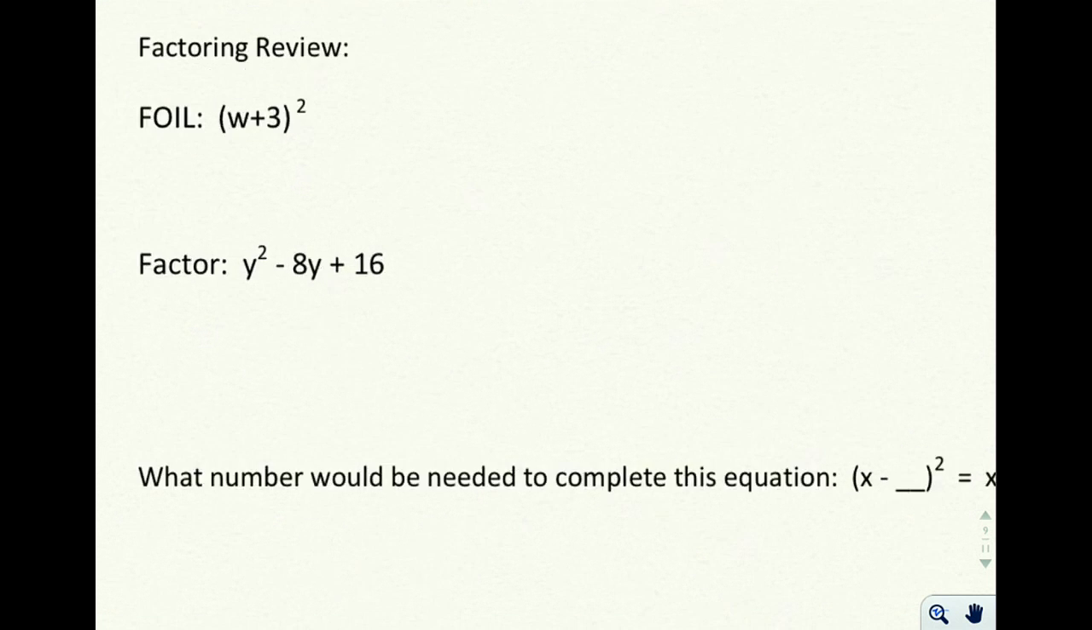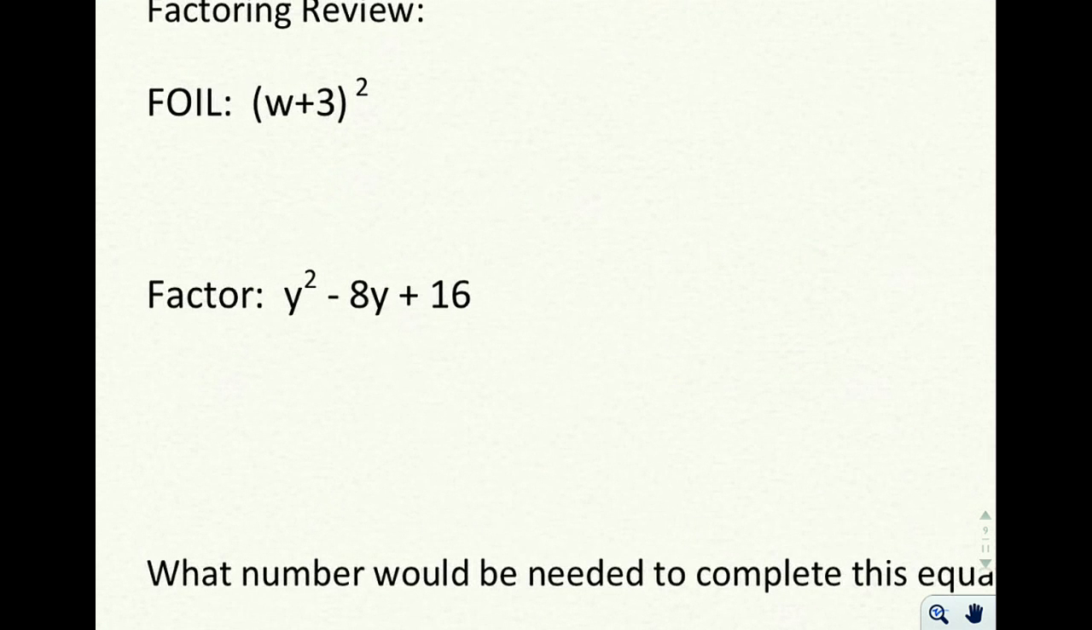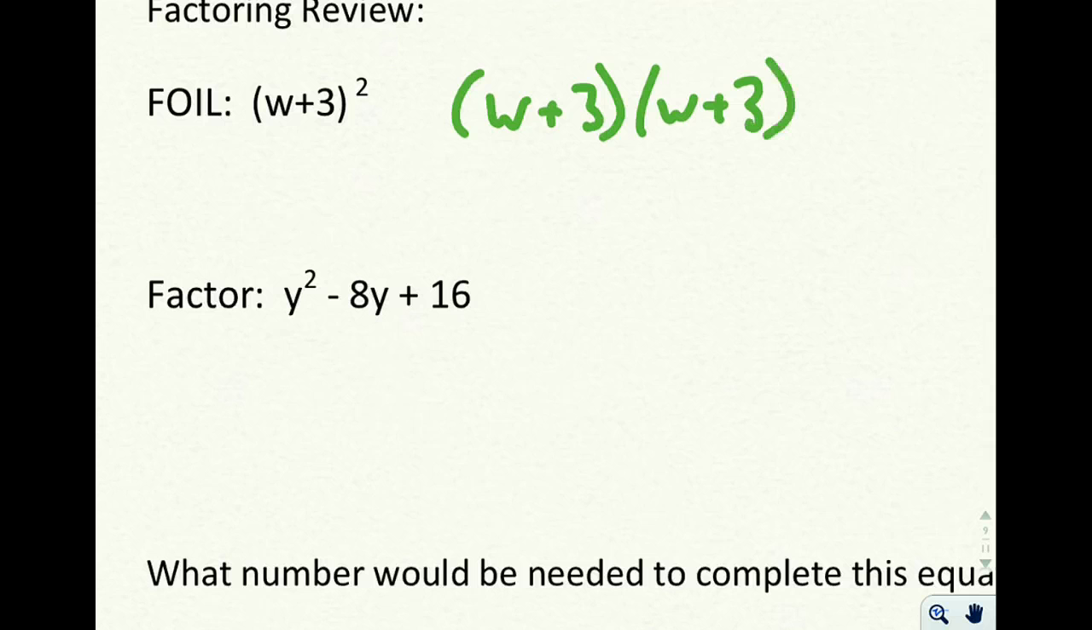First thing is we're going to FOIL w plus 3 squared. And whenever you have an entire quantity squared, squaring just means multiplying by itself. So you really have w plus 3 times w plus 3. And in order to actually solve that, you need to multiply every single term by each other, one step at a time. So let's first take this w and distribute it to the w.